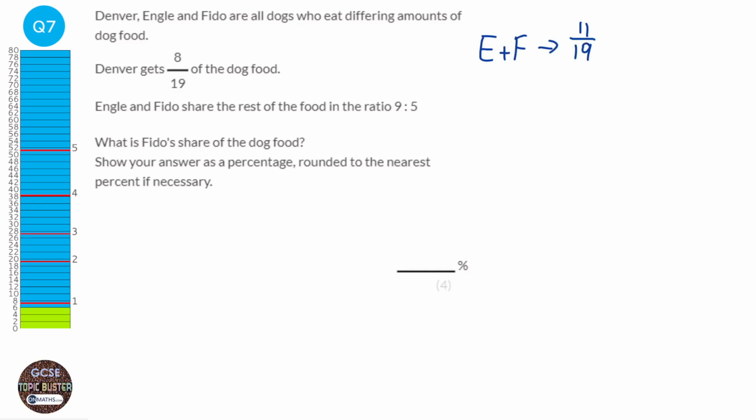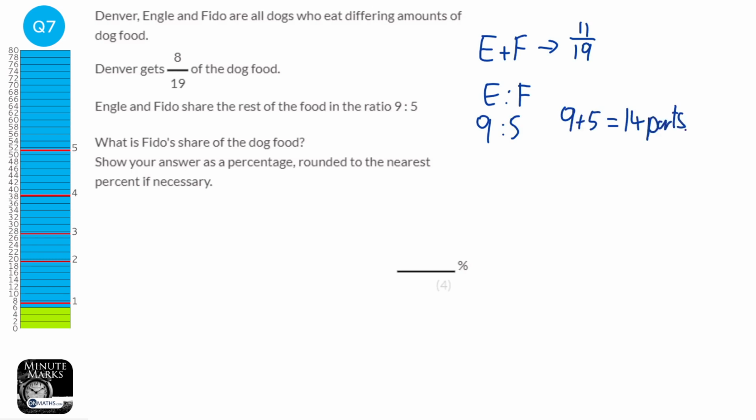I'm going to focus on the ratio next of Angel to Fido. So it's 9 to 5. And let's have a look and see, well, first of all, how many parts there are altogether. So 9 plus 5, which is 14 parts.